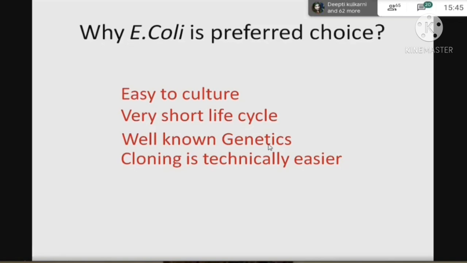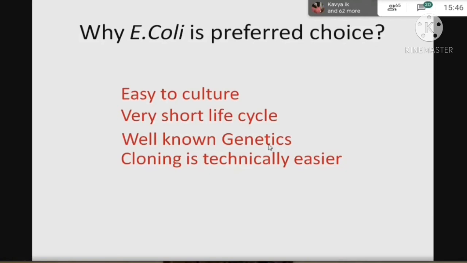That's why we use this E. coli as a source of production of recombinant protein. Cloning is technically easier. You can see it's very competent. It can take your foreign DNA and there are different vectors available, and we can grow it in plate, and so it's technically easier. That's why we prefer E. coli for the production of recombinant protein.